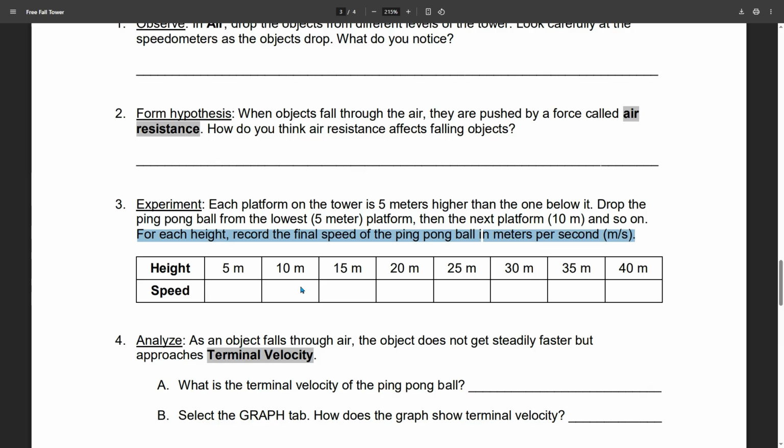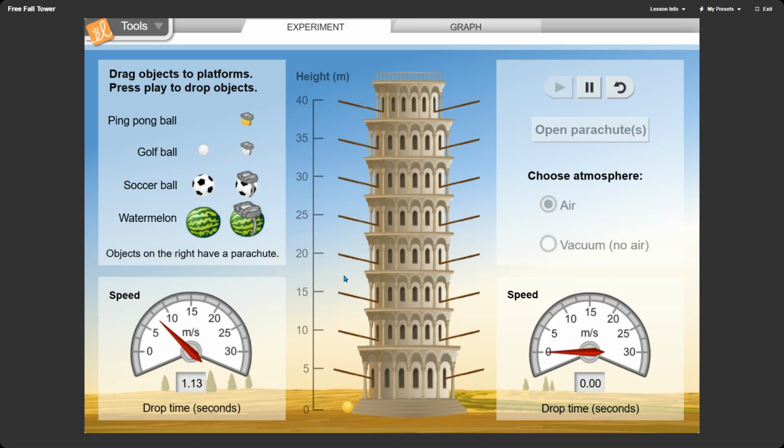Go ahead and run that for 10 meters, 15 meters, 20, 25, all the way up to 40. You'll run it all the way up and then you'll fill out that chart. Pause the video right now so you can complete that step.